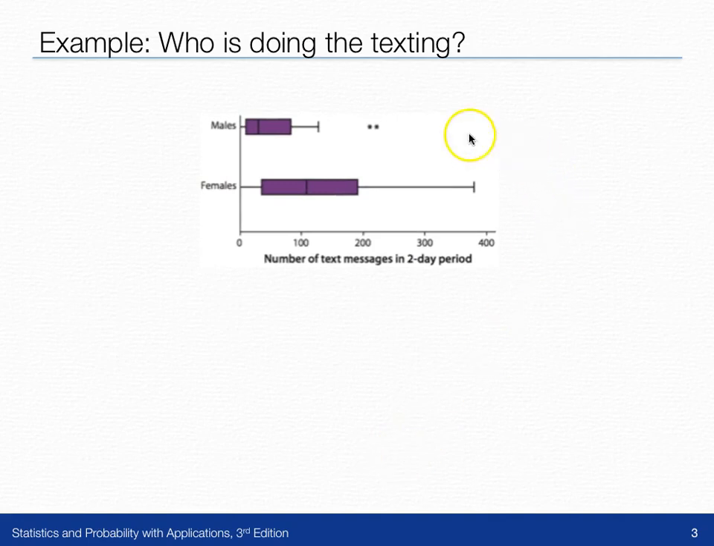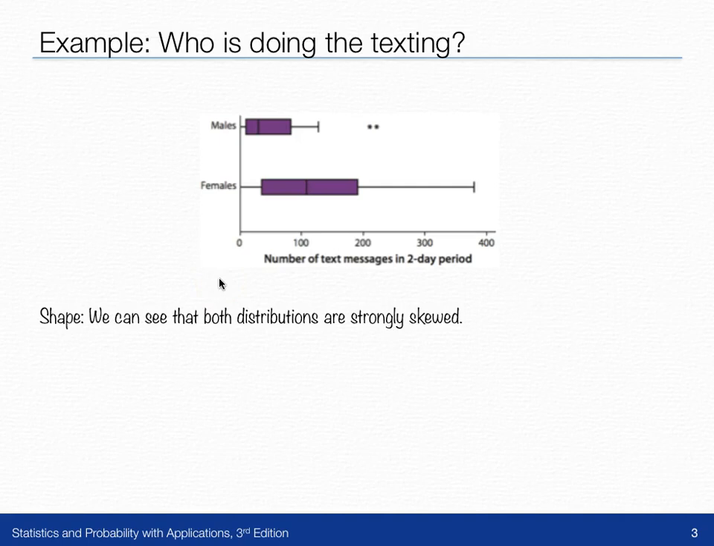So the box plots can tell us quite a bit. The shape: we can see that both of these are strongly skewed. We can see that the width of the boxes and whiskers become wider as we move to the right. This indicates that there's the same amount of data in a more spread out location. So they're strongly skewed to the right. We can see that because of the longer boxes and whiskers on the right.